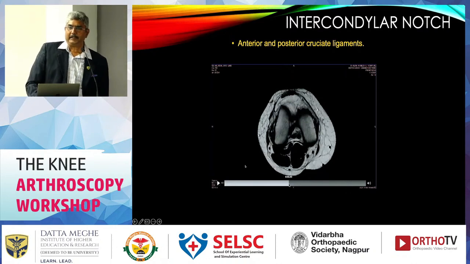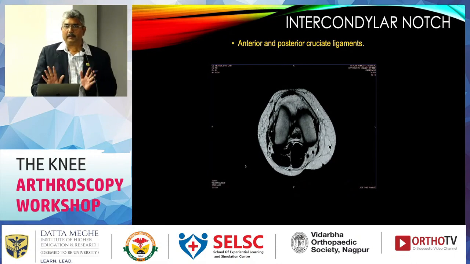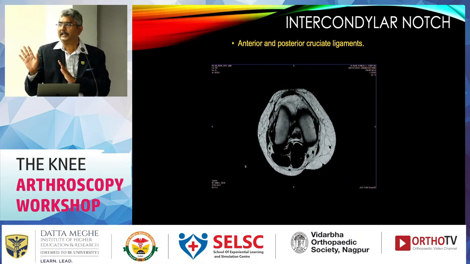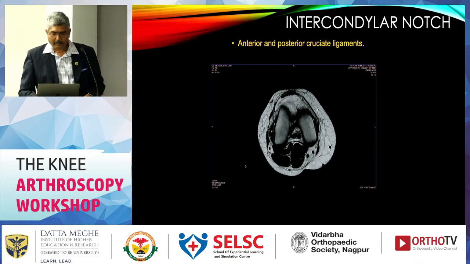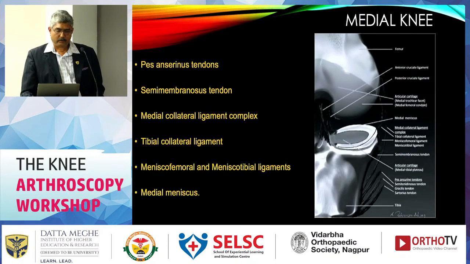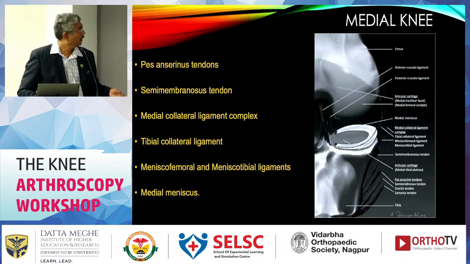So the ACL and PCL, these are most important. The ACL and PCL are dark only. The ACL has some impurity, some bright part, and one should be aware of all the pathologies. That is quite easy to make out. So let's just go through the medial knee joint space now.